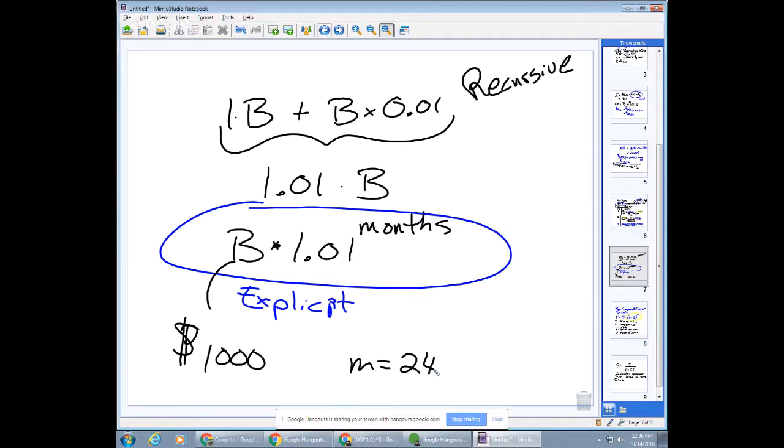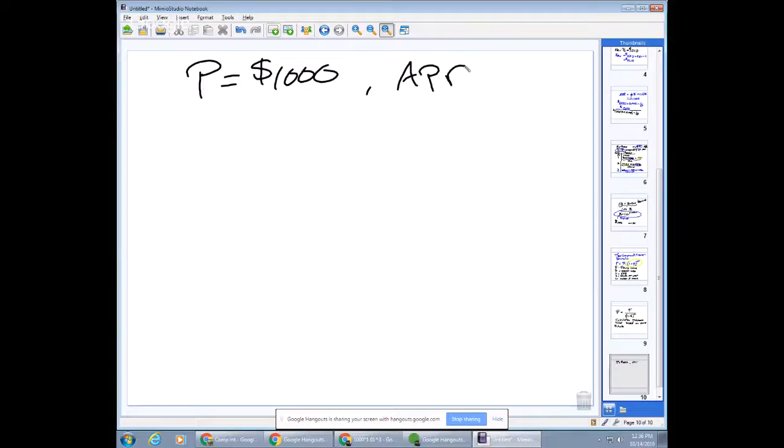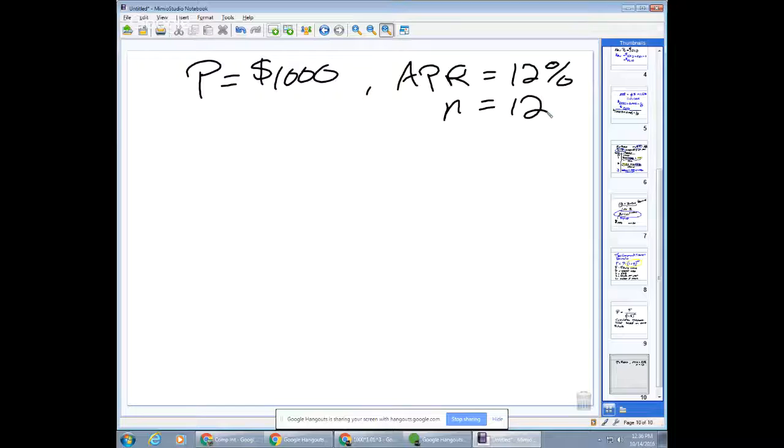All right, so next thing I want to do is I want to figure out when my money is going to double in this scenario. So let's just iterate what we have. We have a starting balance of $1,000, and we have an APR of 12% compounded monthly. So we want to know, when are we going to double our money? So I'm just going to rewrite everything in the future value. So let's see. I want to know, when will I double my money?